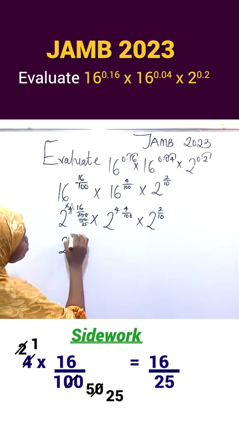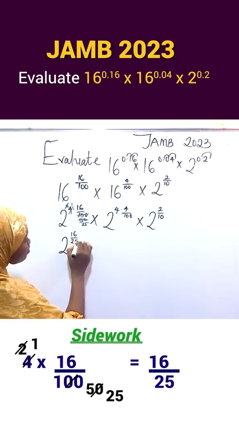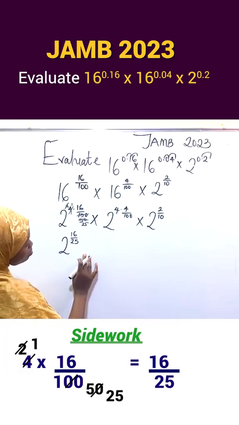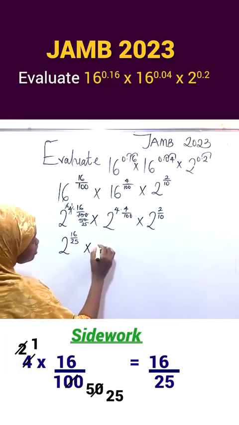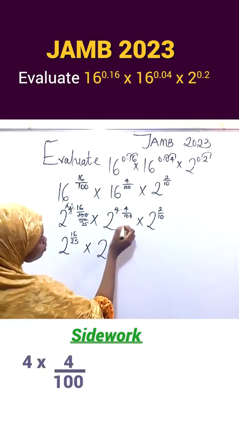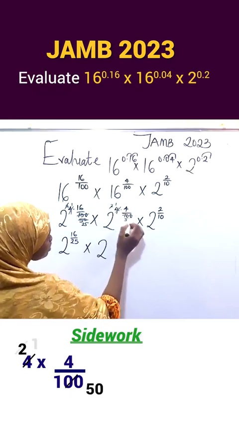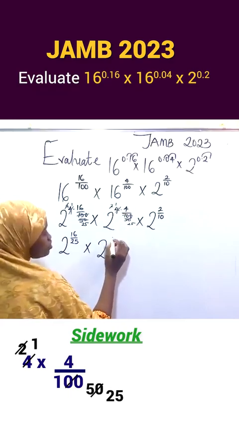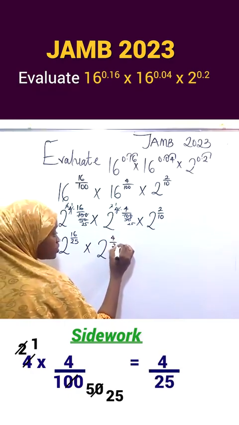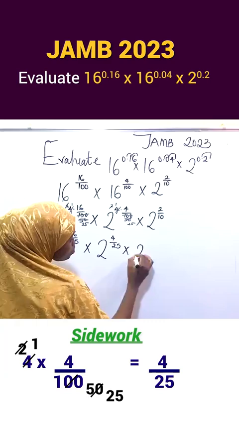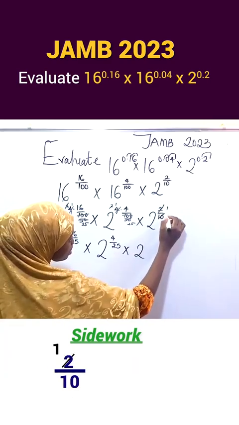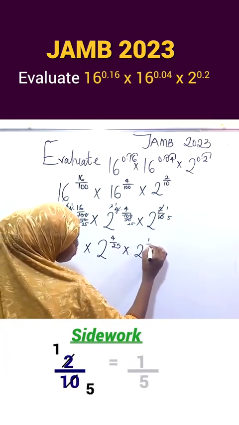So we have 2 raised to the power of 16 over 25, multiplied by 2 to the power of 2 here is 2, 2 here is 50, 2 here is 1, and 2 here is 25. So we are left with 4 over 25, times 2 to the power of 2 here is 1, 2 here is 5. Here you have 1 over 5.